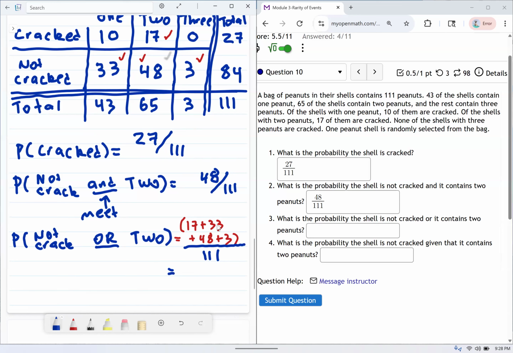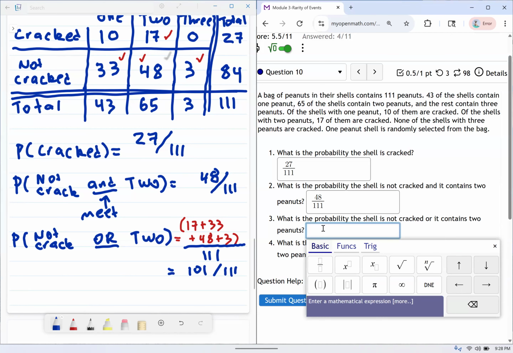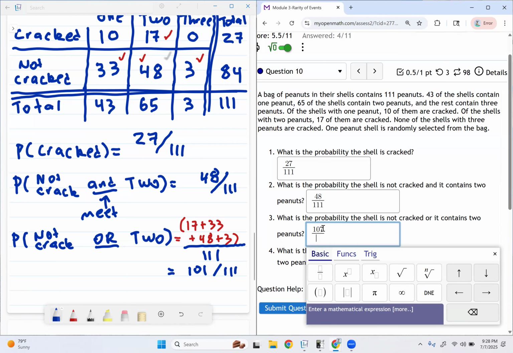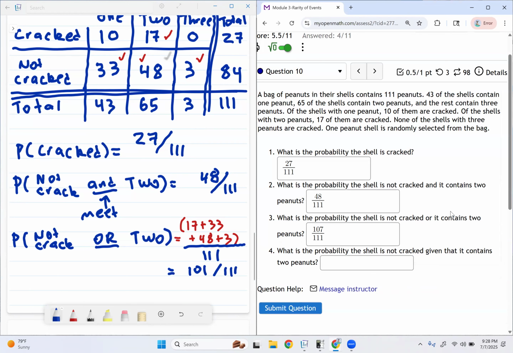17 plus 33 is 50. 50 plus 48 is 98. 98 plus 3 gives me 101. So I have 101 out of 111 there. I'm going to try typing this fraction as is, without reducing or putting it in my calculator, just setting up those ratios.